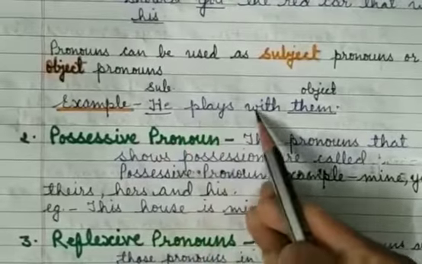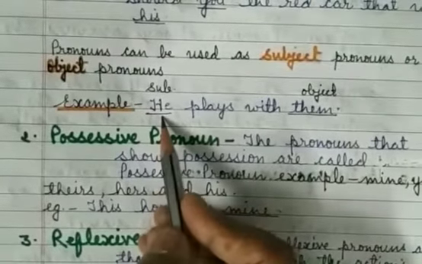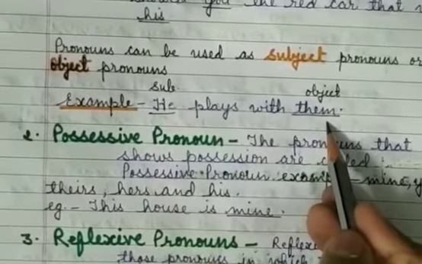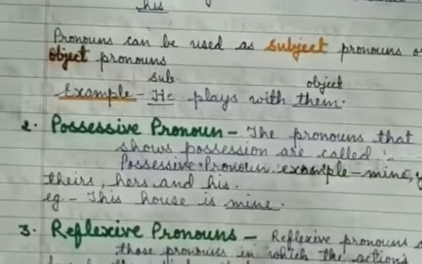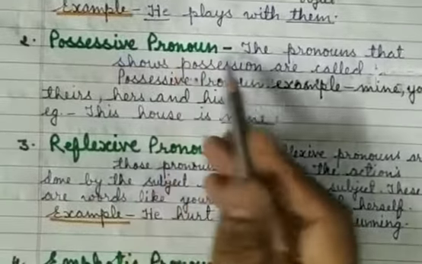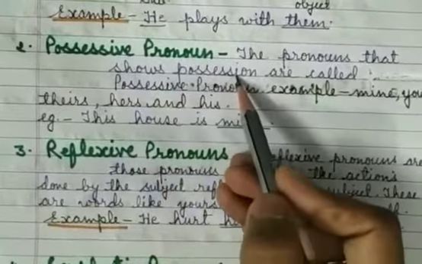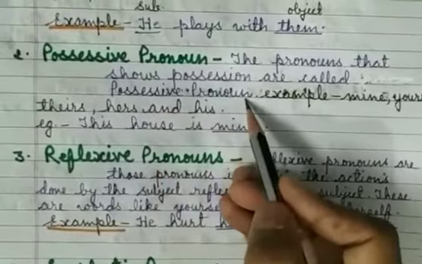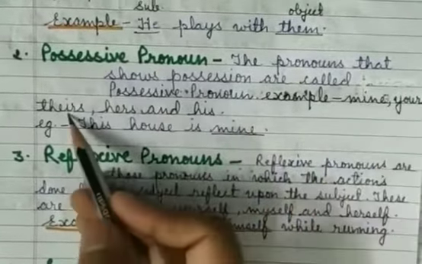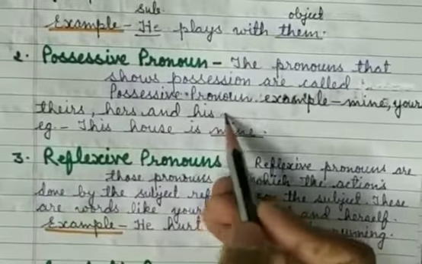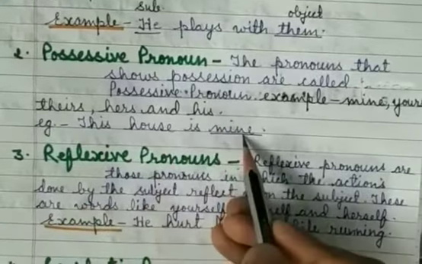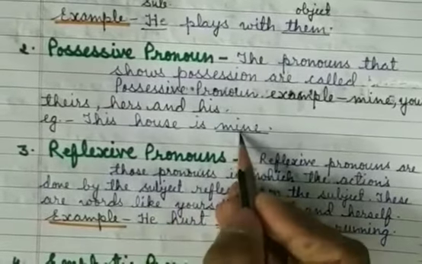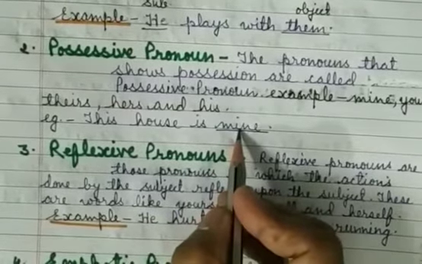Example, he plays with them. Now here he is used as a subject and them is used as an object. Second is possessive pronoun. The pronouns that show possession or ownership are called possessive pronouns. Example, mine, yours, theirs, hers and his. Example, this house is mine. This means this house belongs to me. So here mine is an example of possessive pronoun.